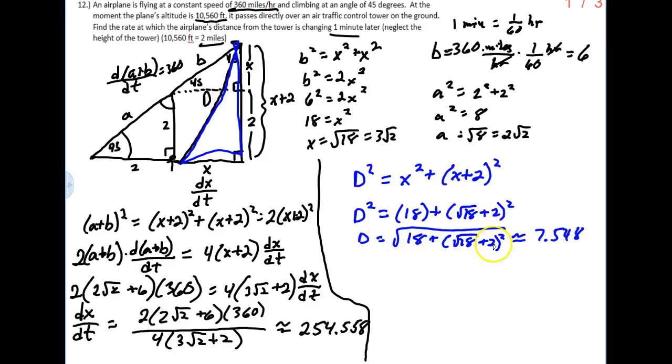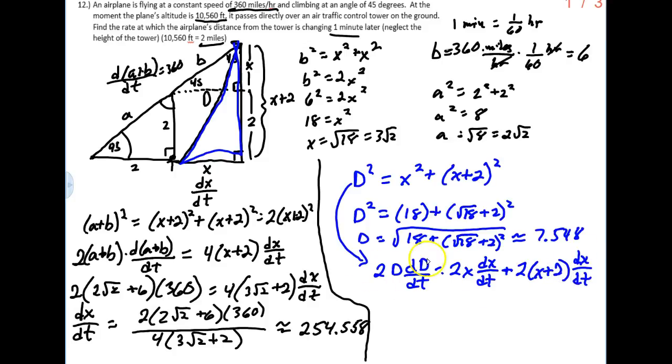All right, so now we're going to need to use x and dx/dt in order to find the value of dd/dt. So let's take our original d equation and take the derivative. So the derivative of d squared equals x squared plus (x + 2) quantity squared, all right, is going to be 2d dd/dt equals 2x dx/dt plus 2(x + 2) dx/dt. And so now I just want to solve for dd/dt. So that means I'm just going to divide by 2d.